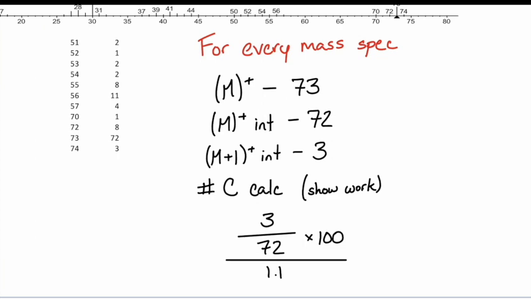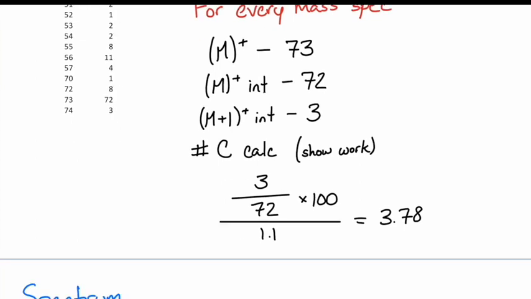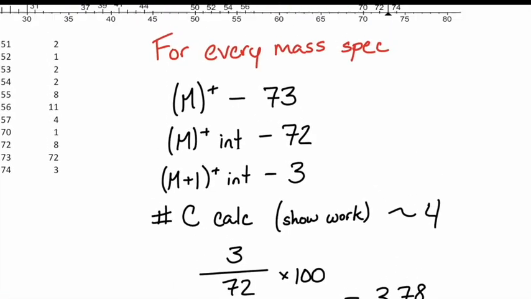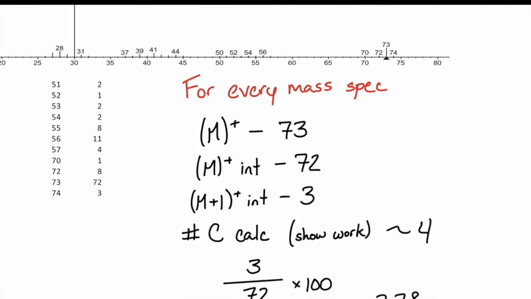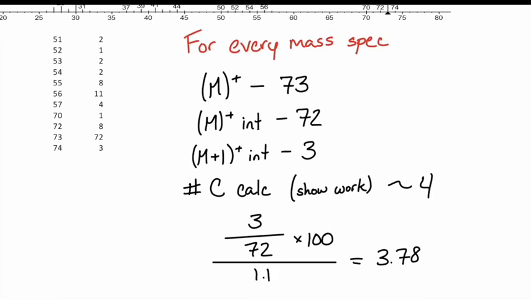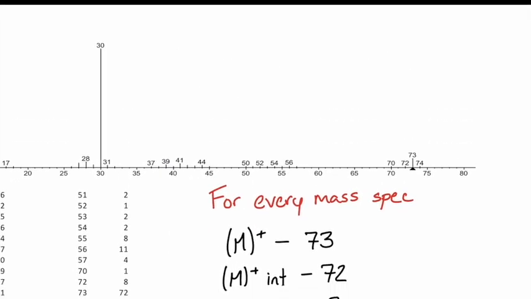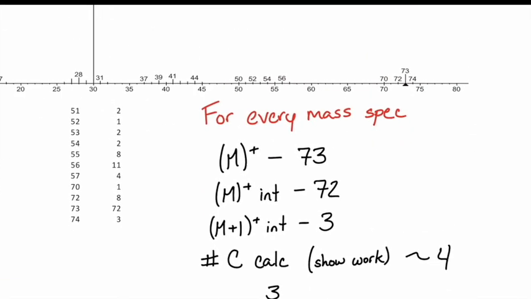3 divided by 72 divided by 1.1 times 100, I get 3.78, and then it's repeating, all right? So I would say that my number of carbons is probably 4. Given my mass spec, 4 carbons would weigh 48, and then I have my nitrogen and my hydrogens in there. So 4 carbons is reasonable.